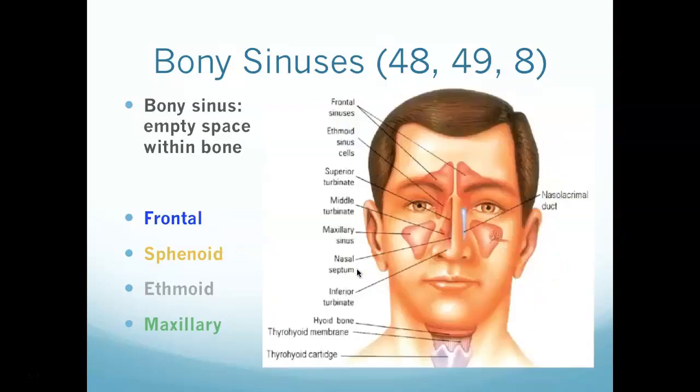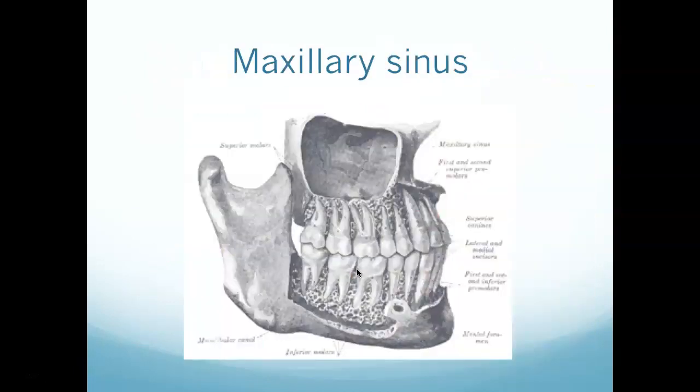And then here's another view of your ethmoid sinus and your maxillary sinus, and a better view of how the maxillary sinus sits in relation to your upper teeth. So you could see how if you have some issues with your sinuses, inflammation and infection, that's going to affect the nerve endings within your teeth.